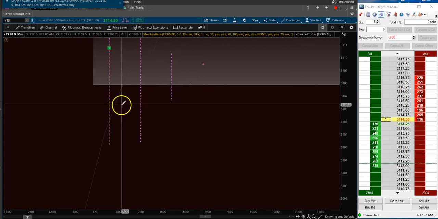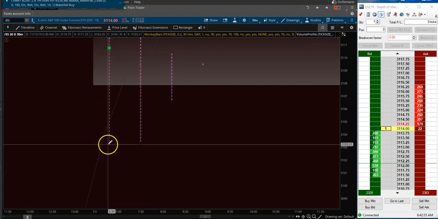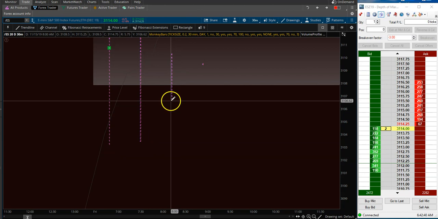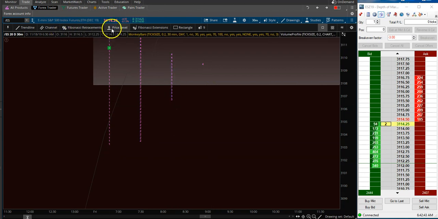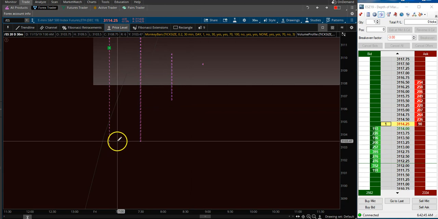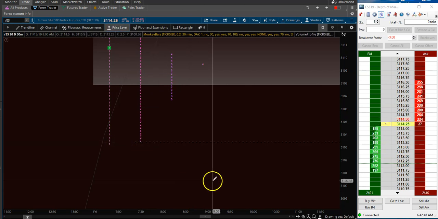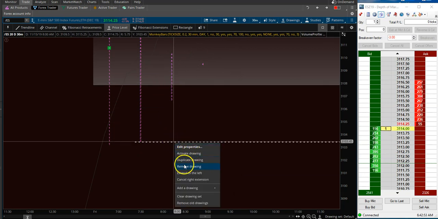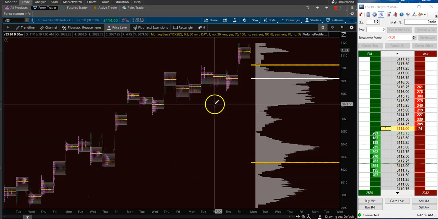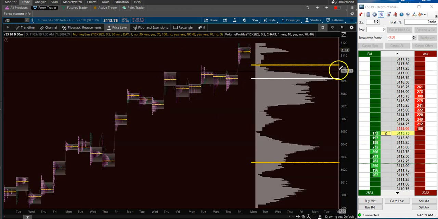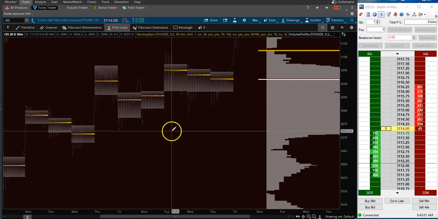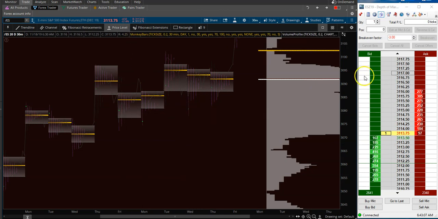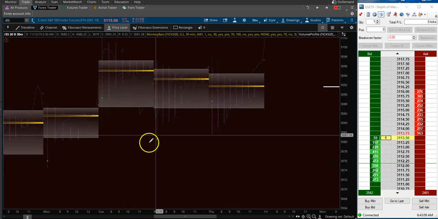So right here you could see you have double prints, but you have a single print start just right here, right? A lot of times, if you zoom in, you could use these levels, draw a level, and use them as support or resistance levels for excess or anything like that, if you understand how market profile charts work. Like right here you have the single print, and let me zoom in a little more.